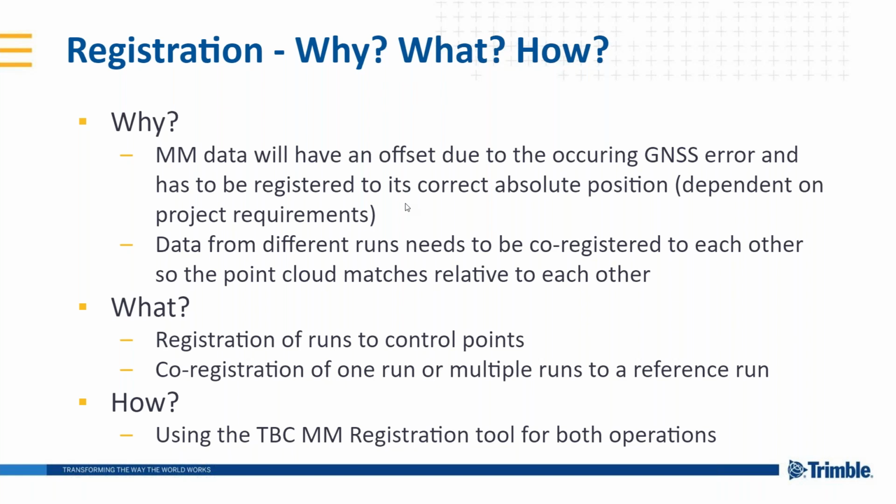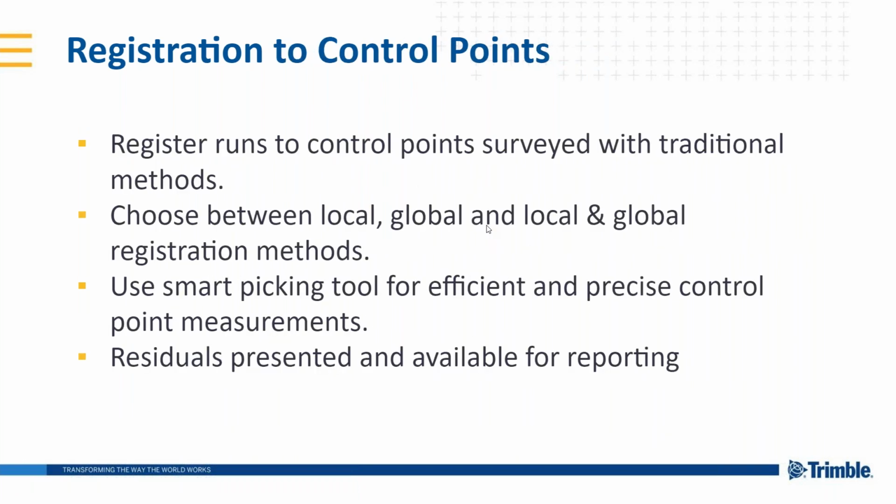So the data fits on top of each other. And those are the 2 modes we offer in TBC mobile mapping: a registration of runs to control points, or a co-registration of 1 run or a number of runs to a reference run. So how we do this, I'm showing you a couple of details. That is the TBC mobile mapping registration tool for these operations. So, registration to control.